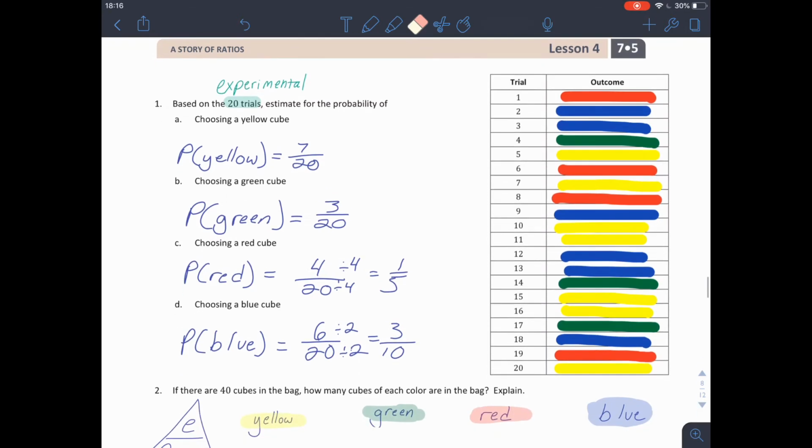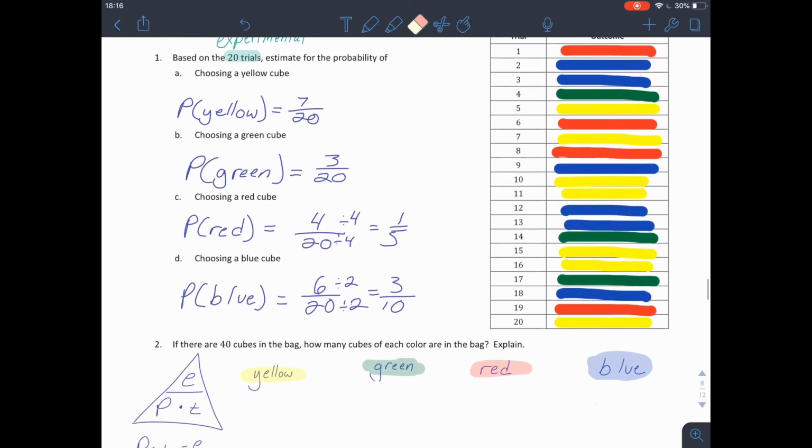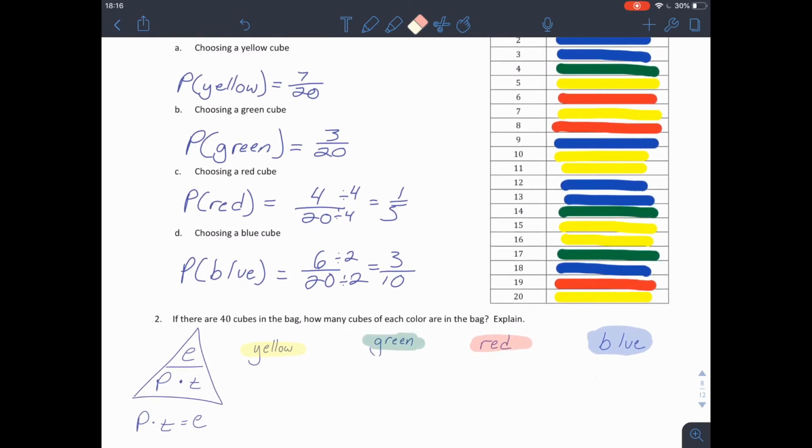We can use our experimental probability then to make some inferences about how many cubes are in the bag. We also reviewed this in a previous lesson. So if there are 40 cubes in the bag, how many cubes of each color are in the bag? So I'm going to use my fact family triangle showing the relationship between that big P, our probability, the T, which is our total, and then the E, which was our event.